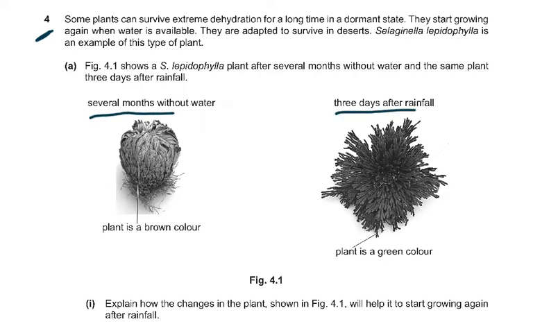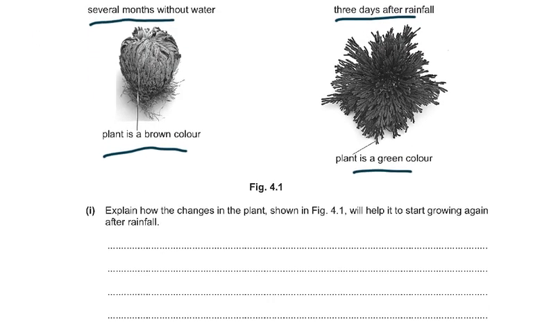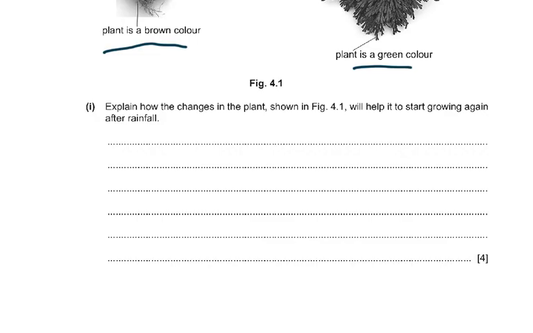And this is the plant. Plant is a brown color, plant is a green color. Explain how the changes in the plant shown in figure 4.1 will help it to start growing again after rainfall. Well, because basically chlorophyll, the large surface area after rainfall. So photosynthesis is going to take place, glucose is going to be made, or you can say carbohydrate is going to be made, and it's going to trap, or you can say absorb, light energy, because what did it say, it's become green in color.